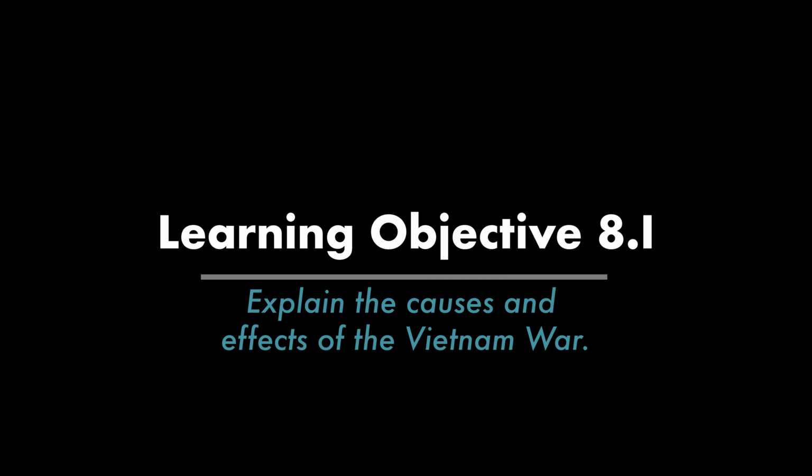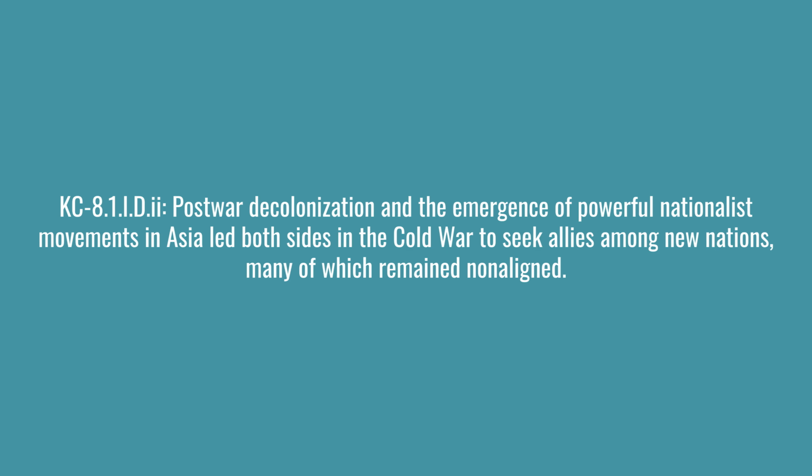The reason for that is that the Vietnam War got its own historical topic and learning objective, that is, explain the causes and effects of the Vietnam War. The first key concept starts with some of the causes. Post-war decolonization and the emergence of powerful nationalist movements in Asia led both sides in the Cold War to seek allies among new nations, many of which remained non-aligned.